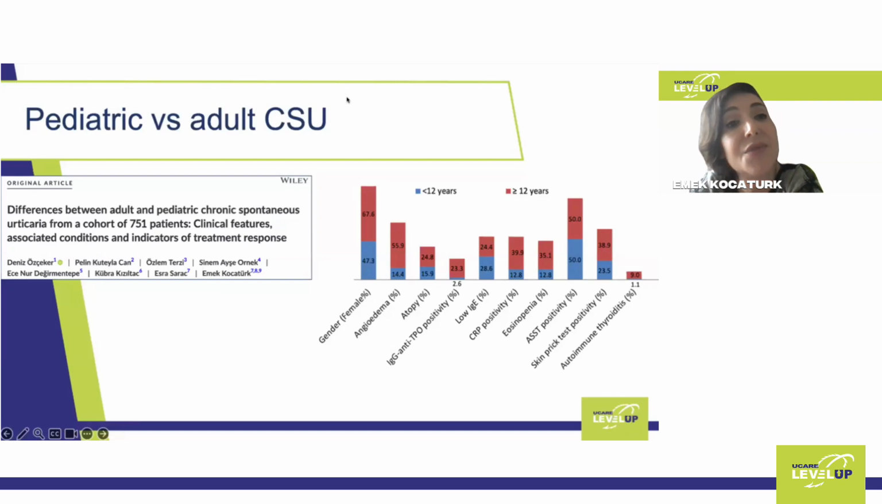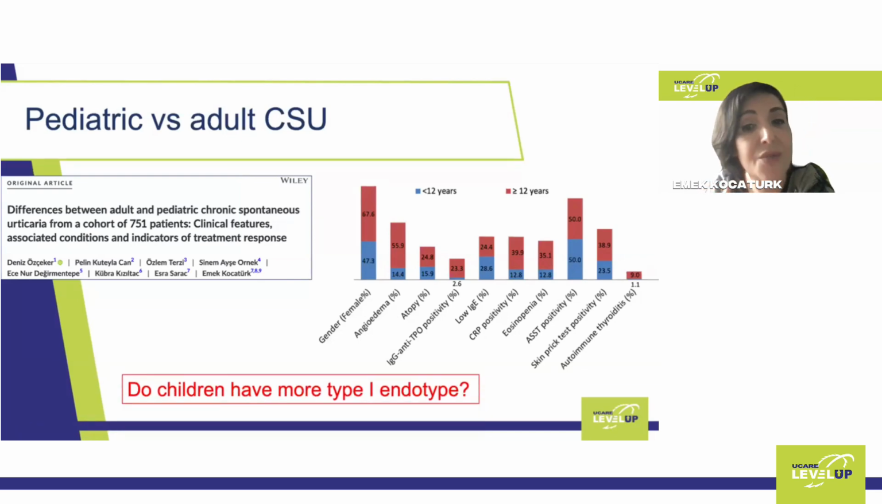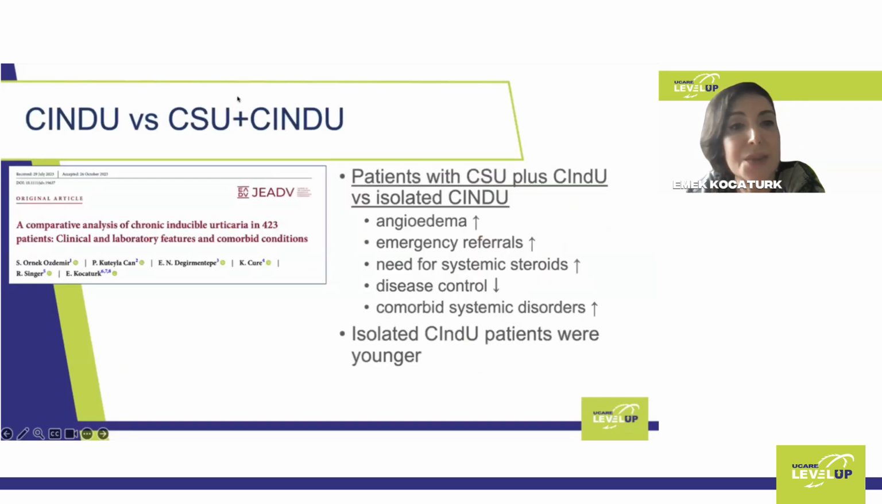And interestingly, this difference started at the age of 12. So after age 12, pediatric CSU patients start to behave like adult CSU patients. So maybe we thought, do children have more of the type 1 endotype? As Marcus was always mentioning, maybe first comes the type 1 autoallergic urticaria, then it may be replaced by IgG type autoantibodies, and then we have a more refractory, type 2B CSU, maybe more in the adult patients.